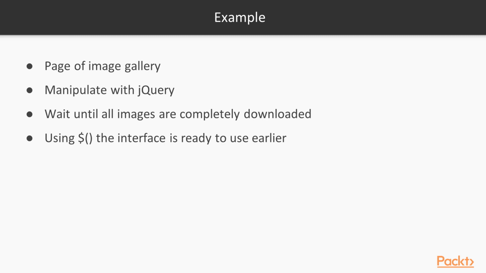Consider, for example, a page that presents an image gallery. Such a page may have many large images on it, which we can hide, show, move, and otherwise manipulate with jQuery. If we set up our interface using the onload event, users will have to wait until each and every image is completely downloaded before they can use those features. However, when we use $(function) for the setup, the interface is ready to be used earlier with the correct behavior.